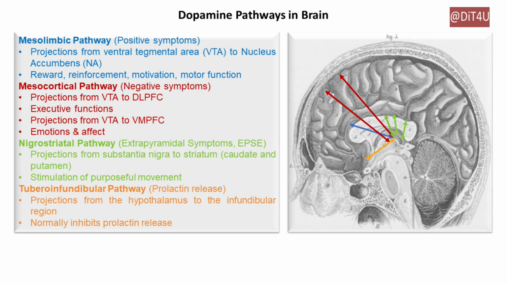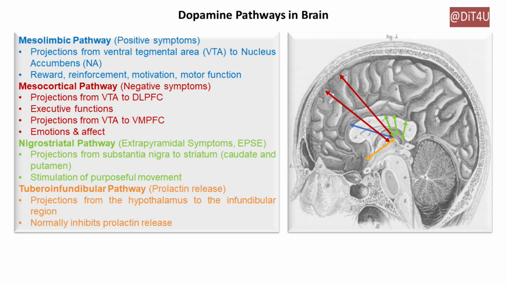So now I'll move on to the mesocortical pathway given in red, and that is responsible for the negative symptoms. So this has projections from VTA to DLPFC, that is dorsolateral prefrontal cortex, and that's responsible for the executive functions, that is initiating and inhibiting movements, planning a sequence of action and all that, which is a frontal lobe feature. And projections also from VTA to VMPFC, that is ventromedial prefrontal cortex. And this is responsible for emotions and affect.